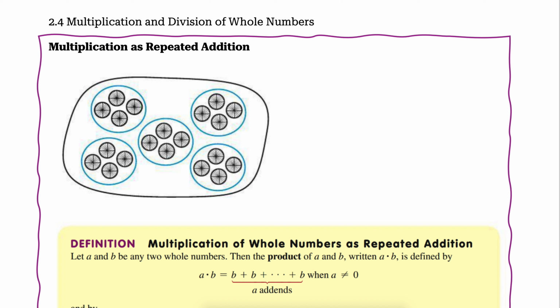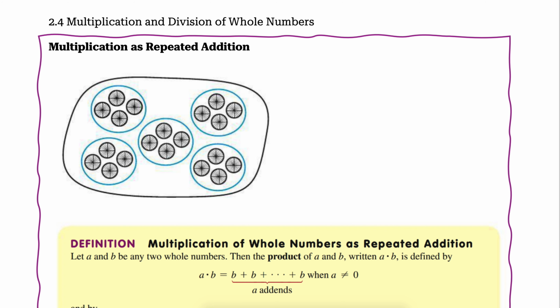To wrap up chapter 2, we're going to look at multiplication and division of whole numbers. And these notes are the longest in terms of the length of the PDF because I have a lot of examples. And we're going to start with multiplication. And I have several ways that multiplication can be introduced and described.